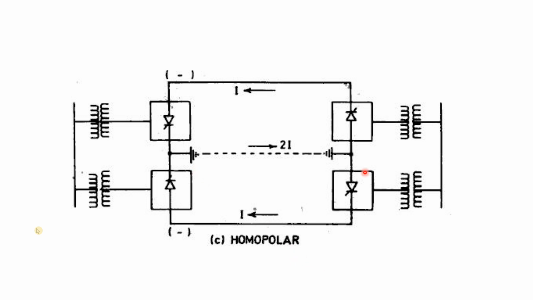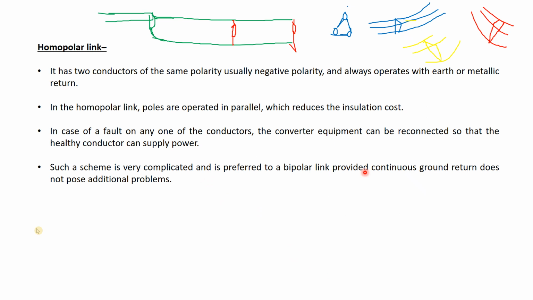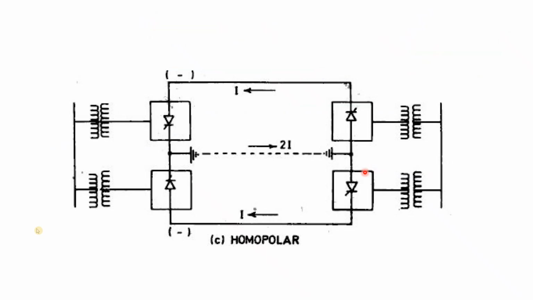These are advantages, but it has many disadvantages also, because the power transmission takes place through grounding. So it is said that it is complicated and a bipolar link is preferred, provided continuous ground return does not pose additional problems. So this ground return does create some additional problems. That is why bipolar links are generally used. But if much precaution is taken for the ground return path, this area, then this homopolar link can be used without much problem. So the only challenge is the ground return, this area.